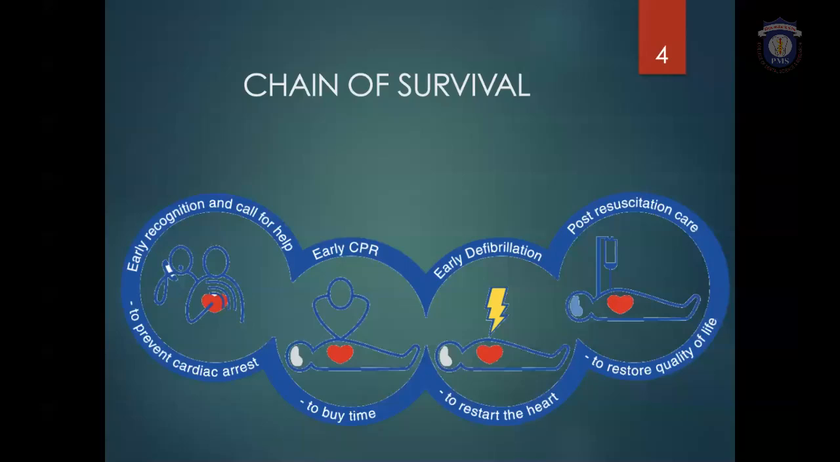Now let's see what is the chain of survival. As you can see in this picture, the chain of survival is mainly of four steps. The first step is early recognition and call for help. The idea behind the first step is to prevent the cardiac arrest. The second step, that is the early CPR, cardiopulmonary resuscitation, is to buy time. The early defibrillation, that is the third step, is to restart the heart. The fourth step, post-resuscitation care, is to restore the quality of life.